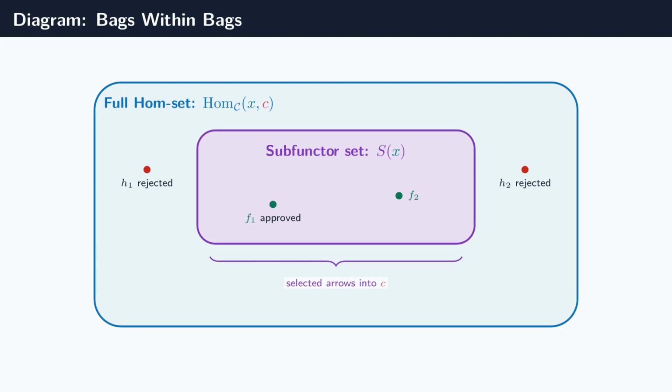The bags within bags picture makes the object-level idea visual. The large bag is the full Hom set, every arrow from X to C. The purple bag is S of X, the selected part. Some arrows are approved and sit inside the purple bag. Other arrows are rejected and remain outside. By itself, this is only a subset choice. The next slide adds the crucial closure rule.